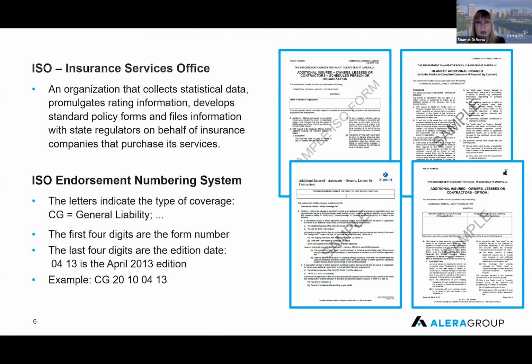The next 4 digits in their numbering system are the form number itself, with the final 4 digits being the month and year in which it was created or published. So in the example here on the slide, CG 20 10 04 13 indicates CG, Commercial General Liability Coverage Form, 2010 being the form number, and April of 2013 being the date on which it was published for use. Next slide.